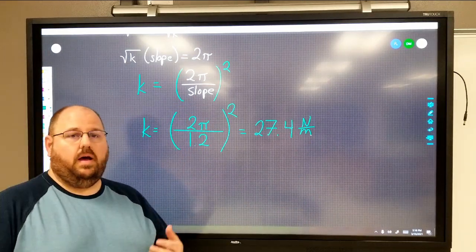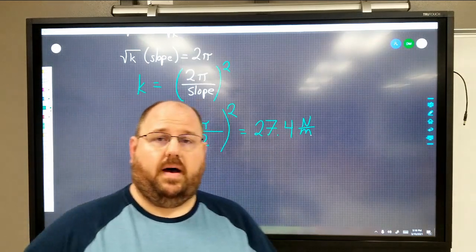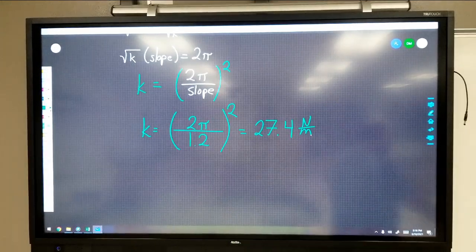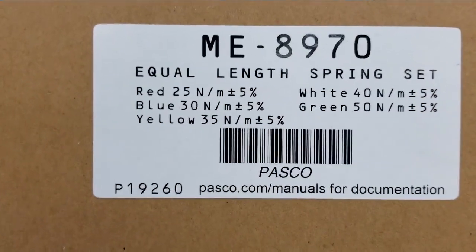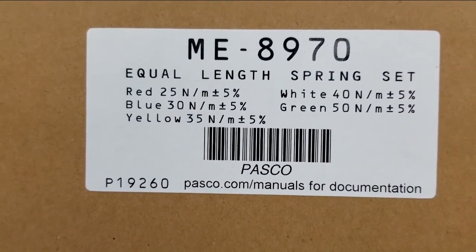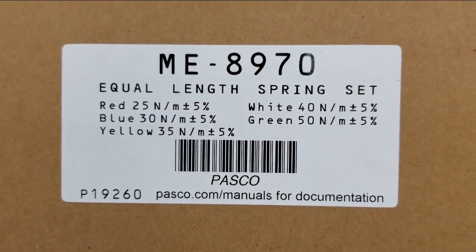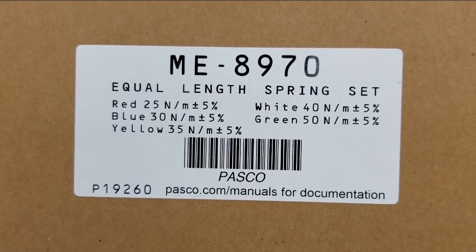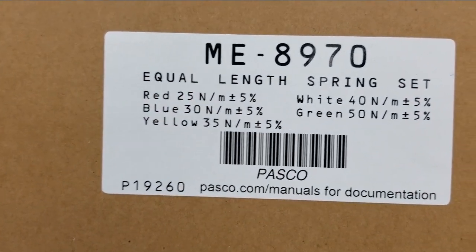Okay, so I don't know if you noticed that was a red spring that I was using back there. I'm going to go get the box and see what the red spring constant is supposed to be. I'll be right back. So there's the box, and on the box, it tells you what the spring constants of all the different springs are. And if you look there, the red spring has a spring constant of 25 newtons per meter, plus or minus 5%. What that means is that not all of these things have exactly the same spring constant, because that would be a lot more expensive for your manufacturing process.